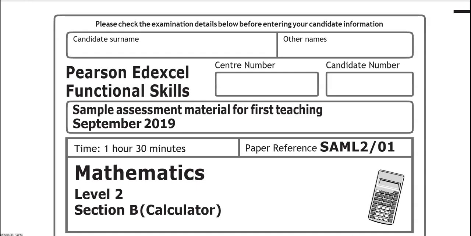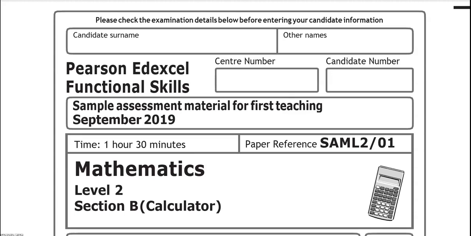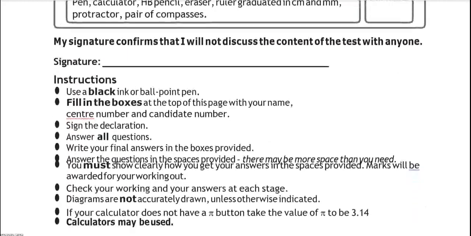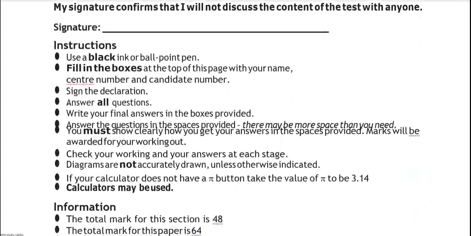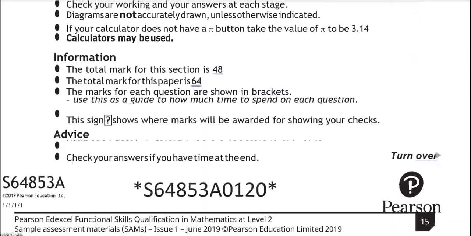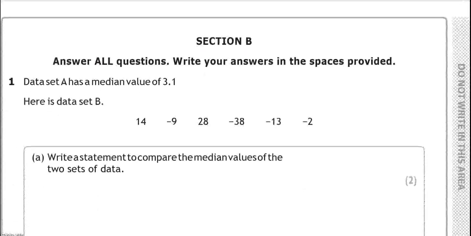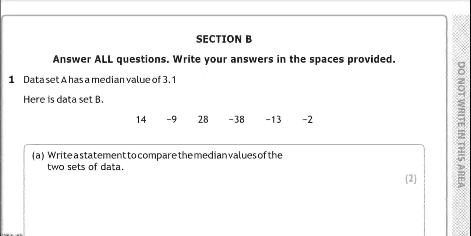This is the second part of Functional Skills Level 2 paper from Edexcel. You can use a calculator for this part. And there is a total of 48 marks for this part. In all your questions, write your answers in the spaces provided.